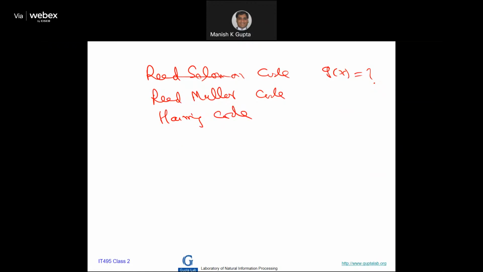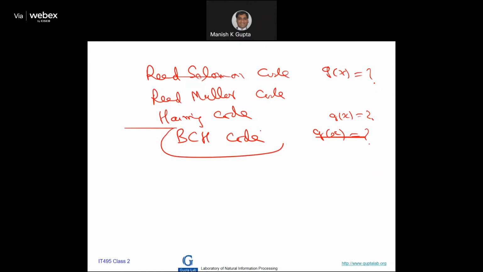By the way, the idea of Hamming code was generalized by Bose, Chaudhuri, and Hocquenghem, and they are known as BCH code. So what are the G(x) in each case? You need to find it out. What is the generator polynomial? I think now it's enough for you to look at the literature and see what are the generator polynomial. BCH codes are also known as mother of all codes.